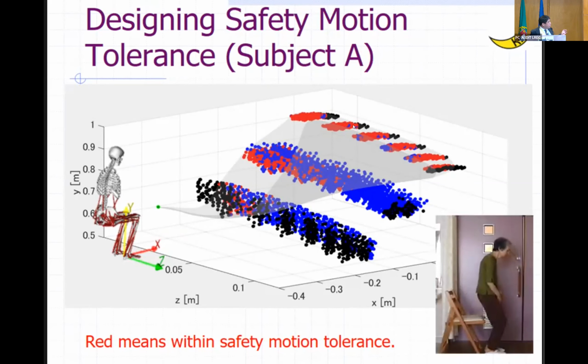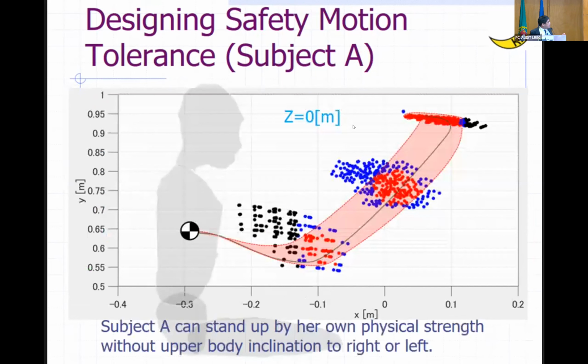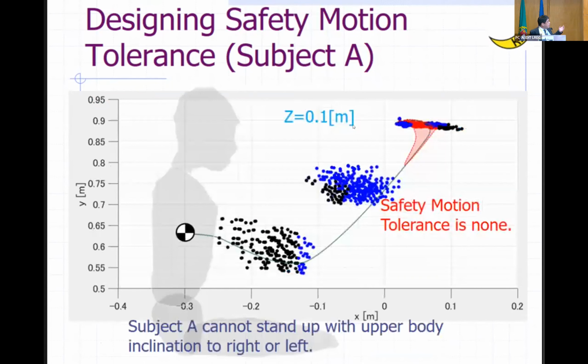Okay, let's discuss the sagittal plane like this. This is the safety motion tolerance. From the result, subject A can stand up by their own physical strength without upper body inclination to the right or left. So the assistance device should assist only in an emergency situation. And in this situation, subject A cannot stand up with upper body inclination.